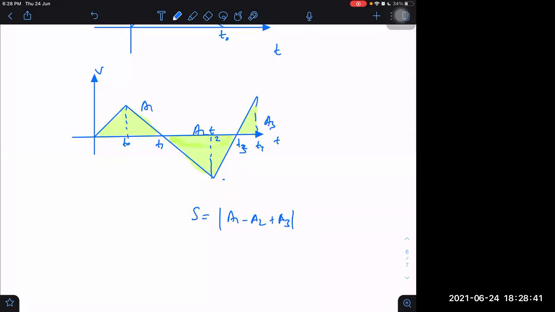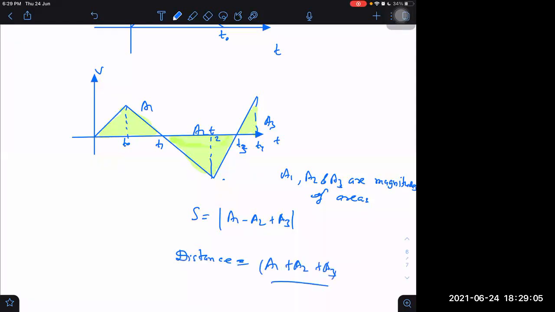Don't assume A2 itself is negative. A1, A2, and A3 are magnitudes only, magnitudes of areas. What about the distance? Distance will be equal to A1 plus A2 plus A3. That is the difference. From the same VT graph, we can get distance as well as displacement. For distance we take all the areas positive. For displacement, upward area is positive, downward area is negative.